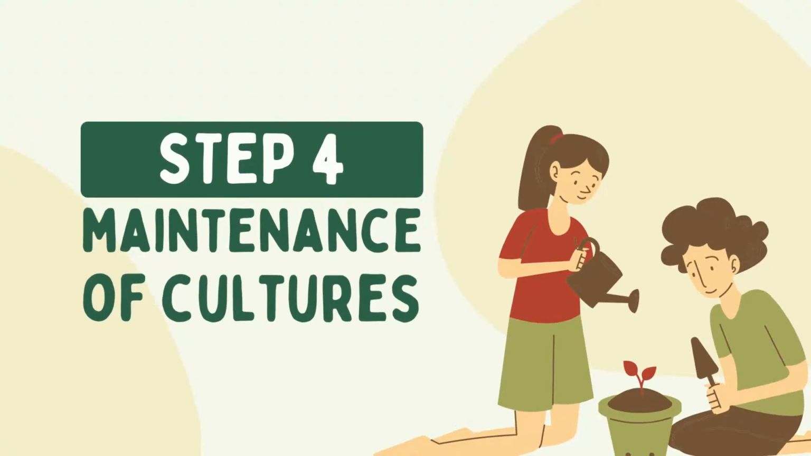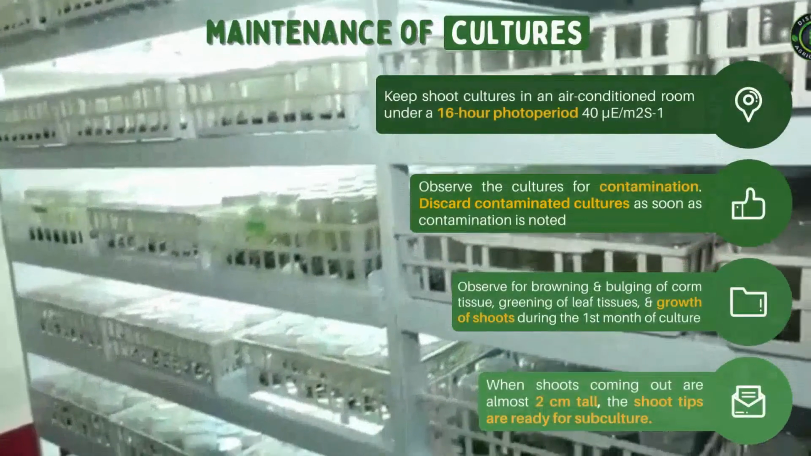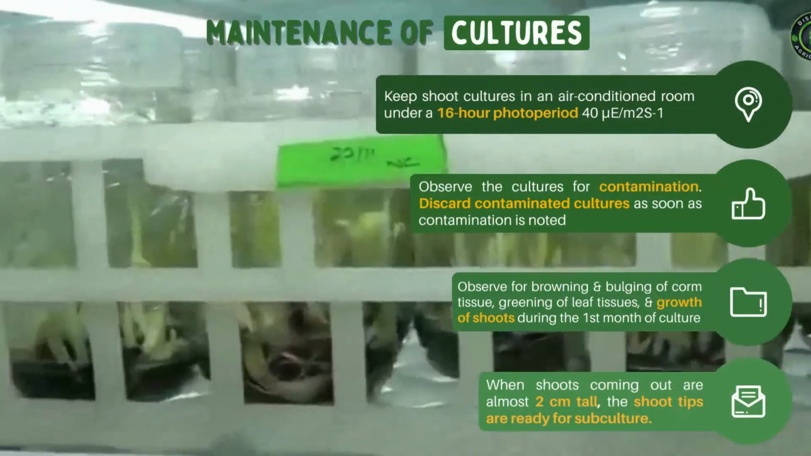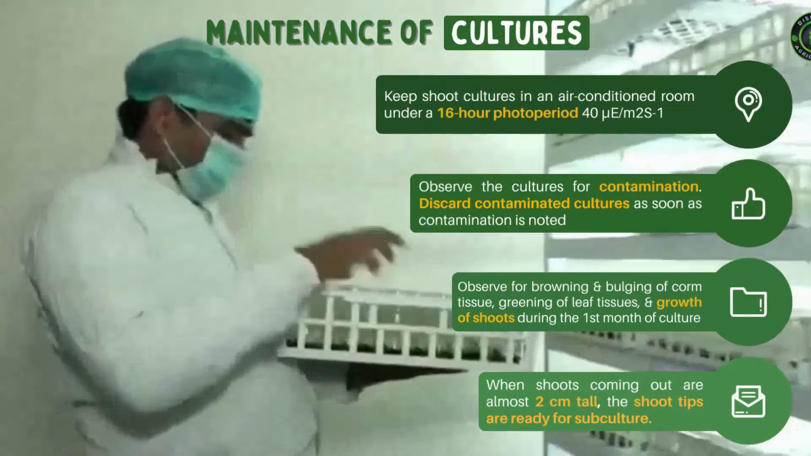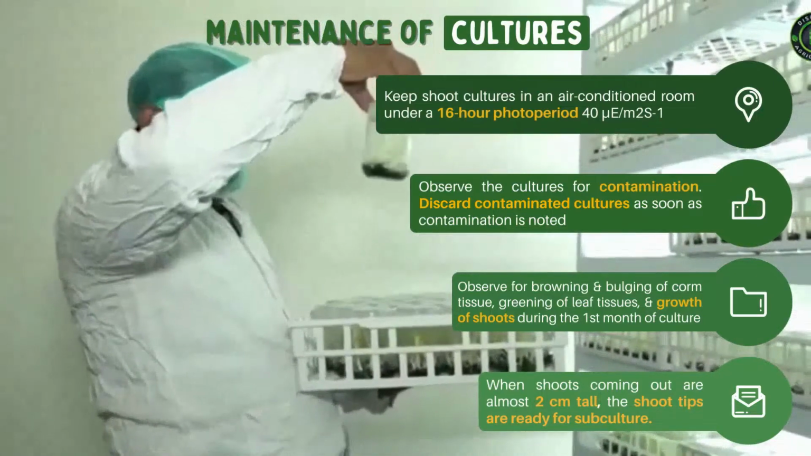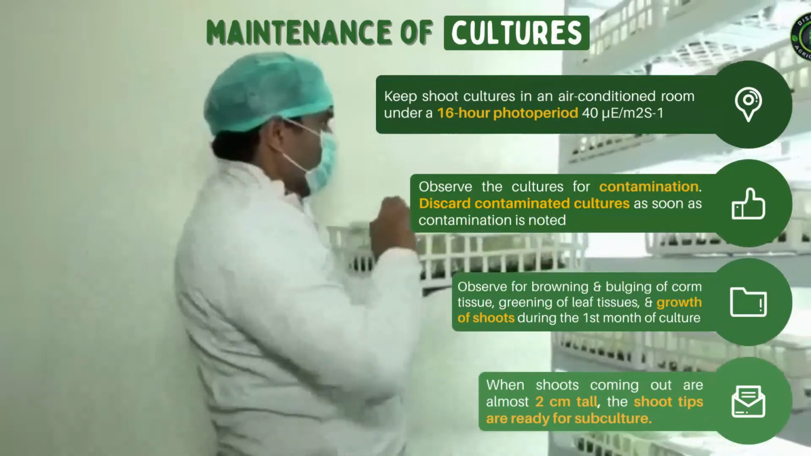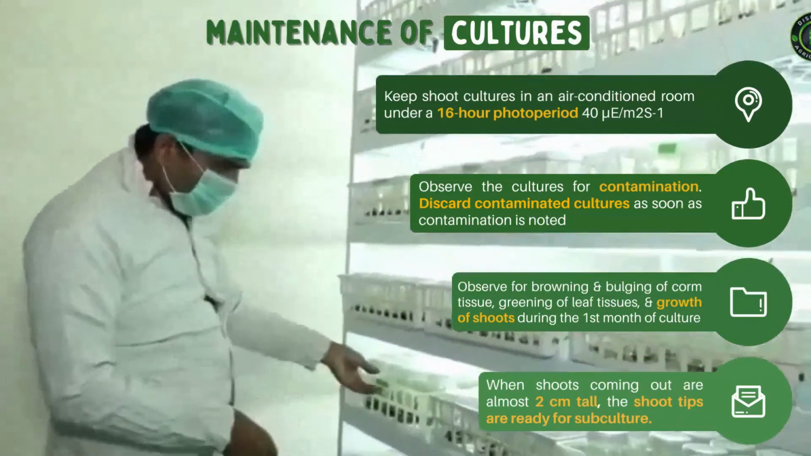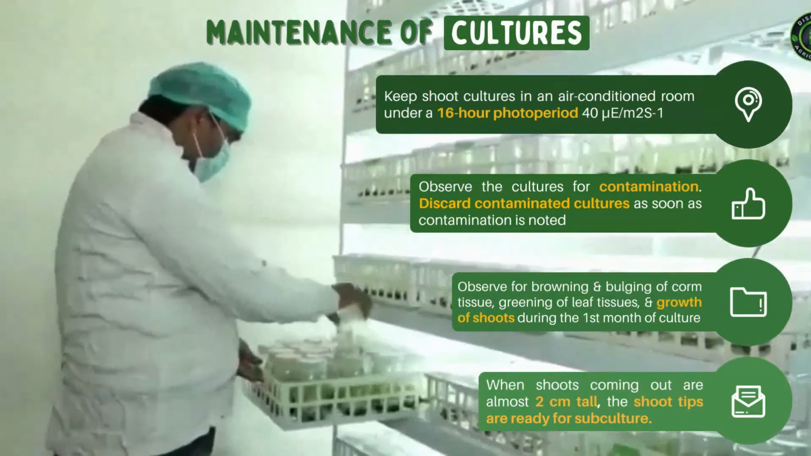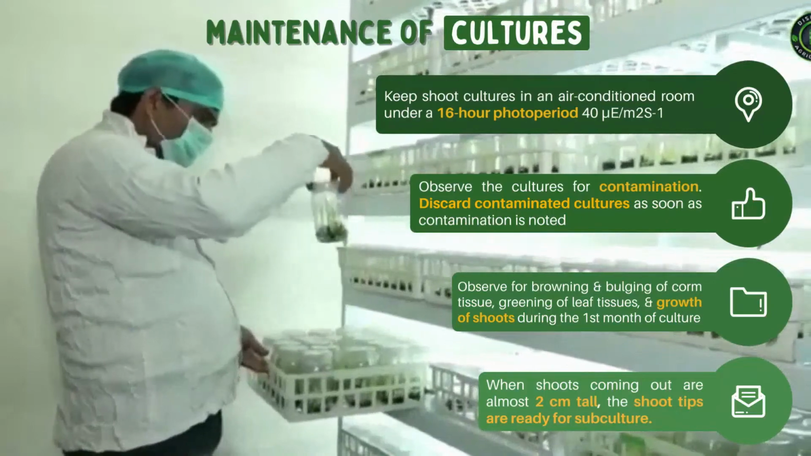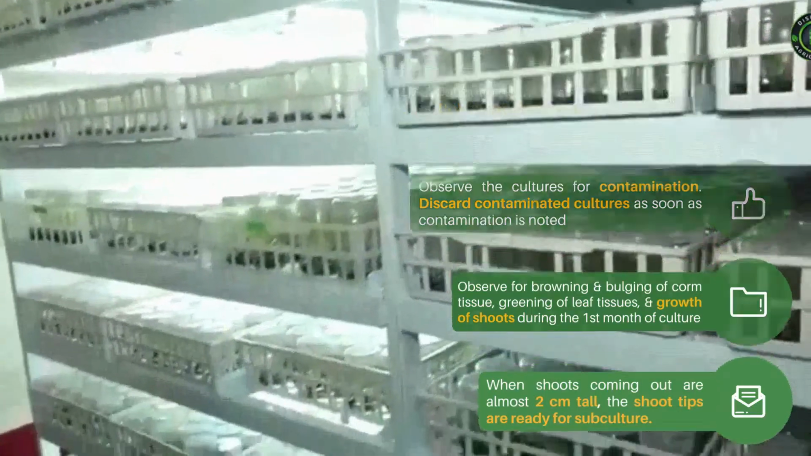The fourth step is maintenance of shoot cultures. Observe the cultures for contamination. Discard contaminated cultures as soon as contamination is noted. Observe for browning and bulging of corm tissue, weaning of leaf tissues, and growth of shoots during the first month of culture. When shoots coming out are almost 2 cm tall, the shoot tips are ready for subculture. Keep shoot cultures in an air-conditioned room under a 16-hour photoperiod.